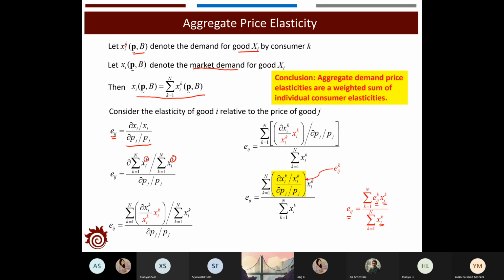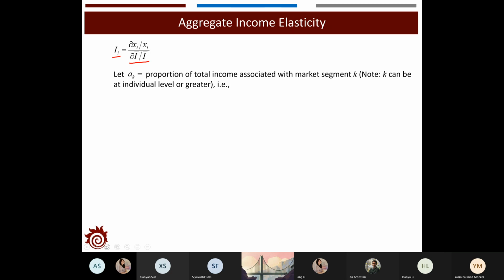So that's the price elasticity, and we can also do some analysis about the income elasticity. Here we use the symbol II to represent the income elasticity, which again comes from the definition of the elasticity. Here we make another assumption and define another value, AK, to represent the portion of the total income associated with the market segment K.